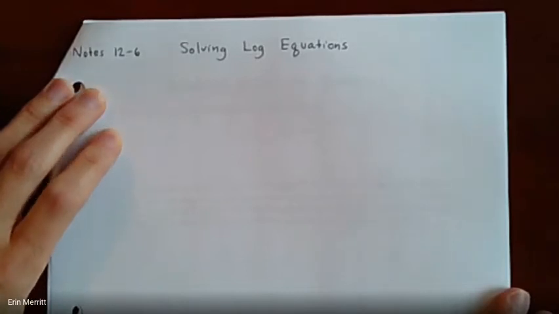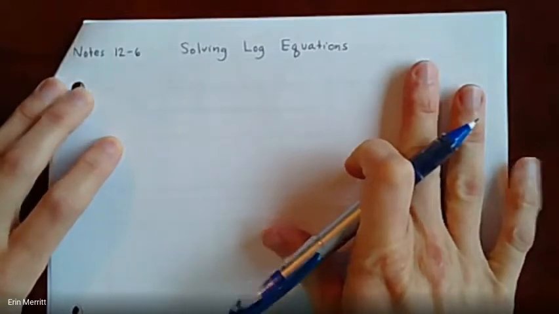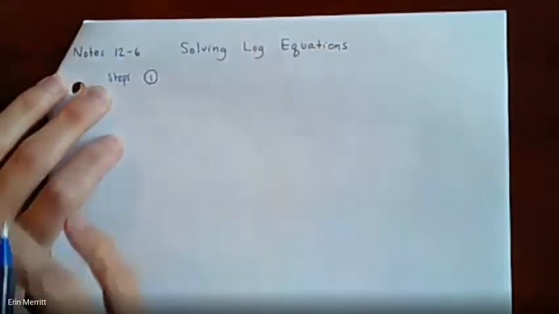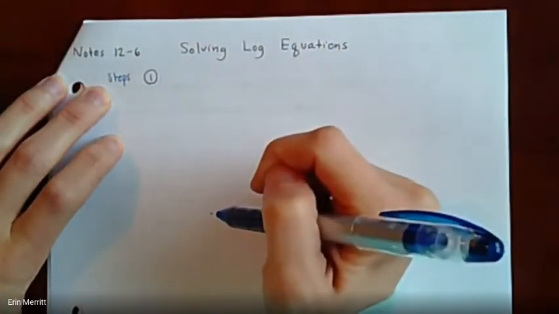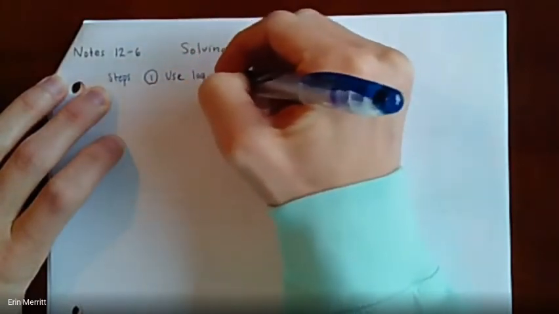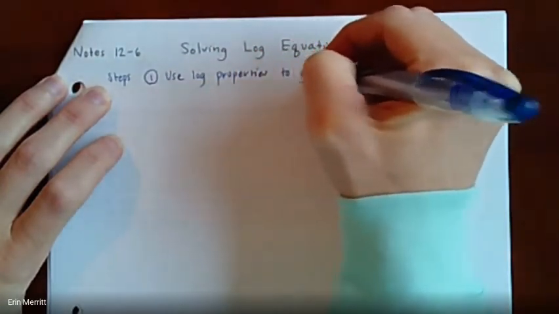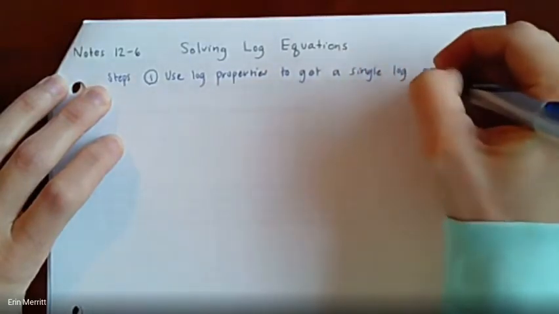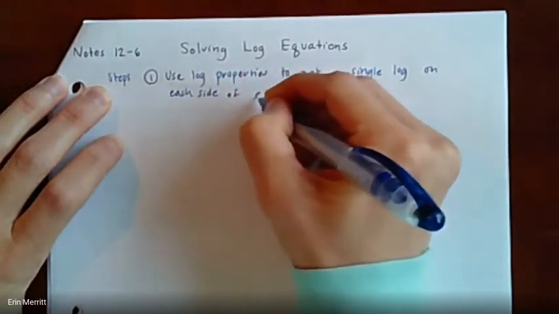All right, today we are solving log equations. So the steps, there's kind of three of them. We're going to start over here by listing what they are. First thing is you need to use the log properties to get a single log on either side of the equation. So use log properties to get a single log on each side of the equation.